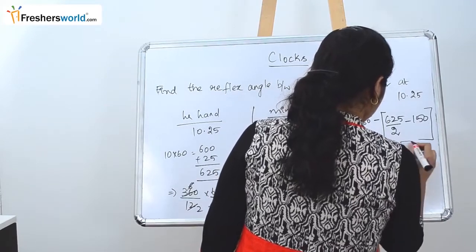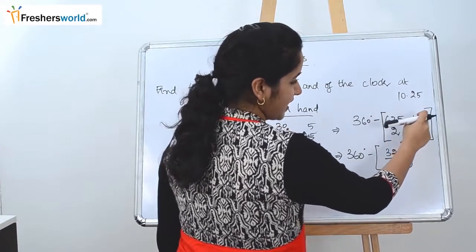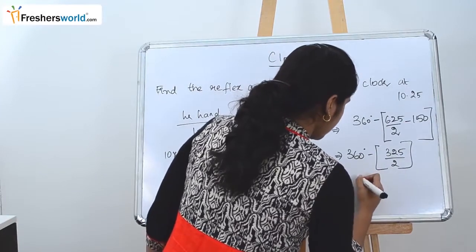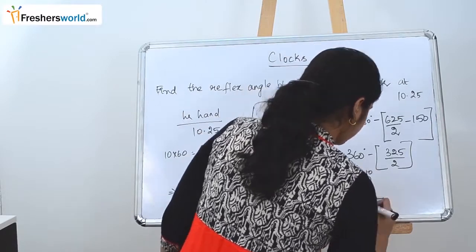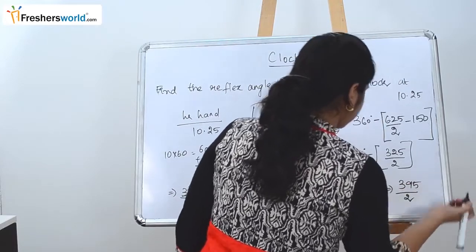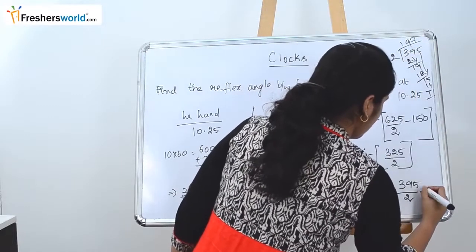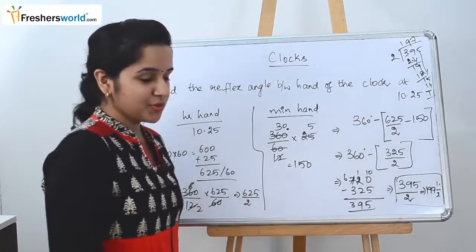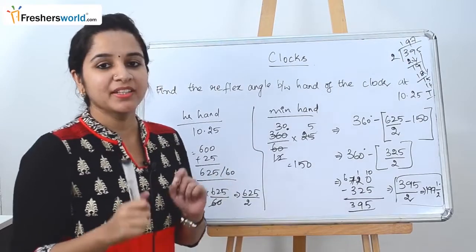So how do I get 325? 2 into 150 is 300, so 625 minus 300 by 2, which is 325 by 2. Multiply this 360 by 2, 720 minus 325, so subtract it, we get 395 by 2, which is 197 1 by 2 degrees. Based on your option, you can choose either 395 by 2 or 197 1 by 2 degrees. This is the reflex angle.